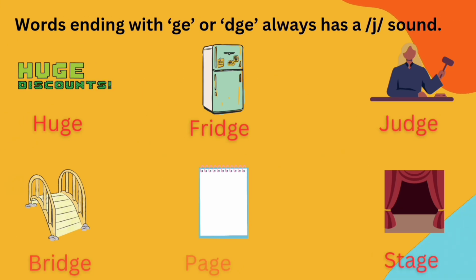Now remember, words ending with GE or DGE always have a J sound. For example, huge, fridge, judge, bridge, page and stage.